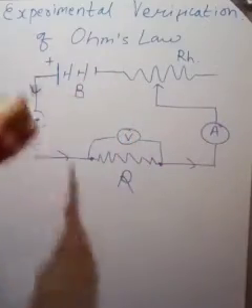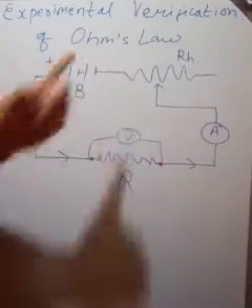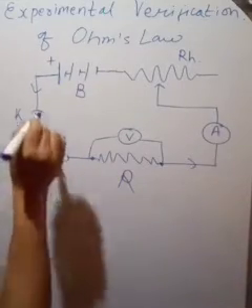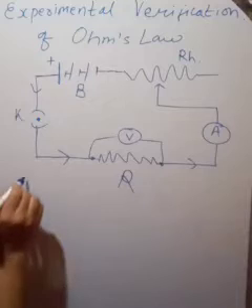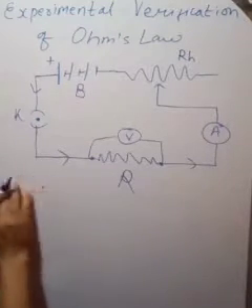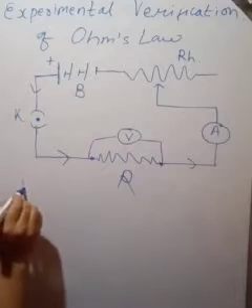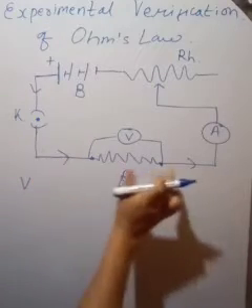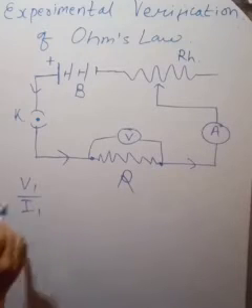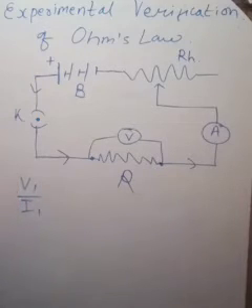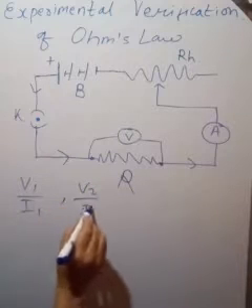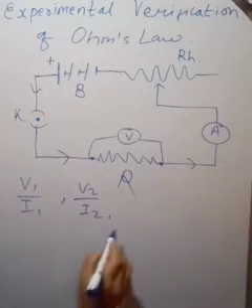Now, to verify or check Ohm's law, suppose you flow an amount of current through this arrangement, say I1. Then there will be a voltage across this wire, which is called V1. For I1 there will be voltage V1. Similarly there will be V2 for I2, and so on.